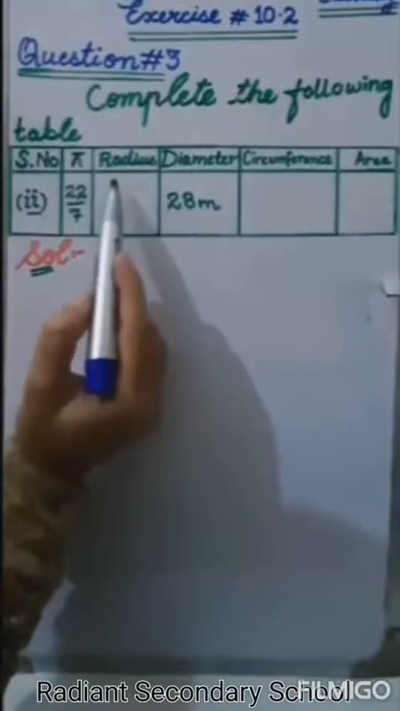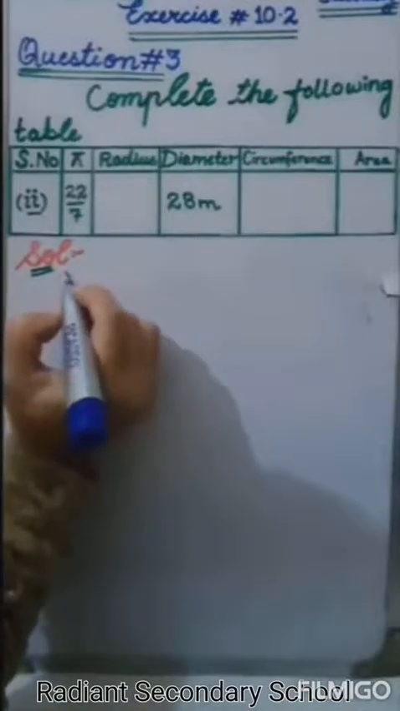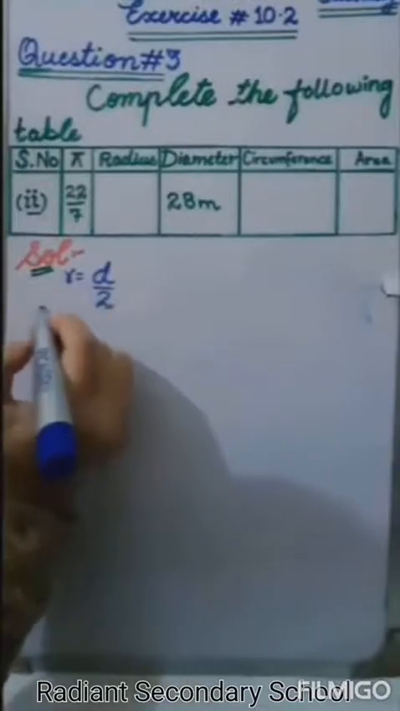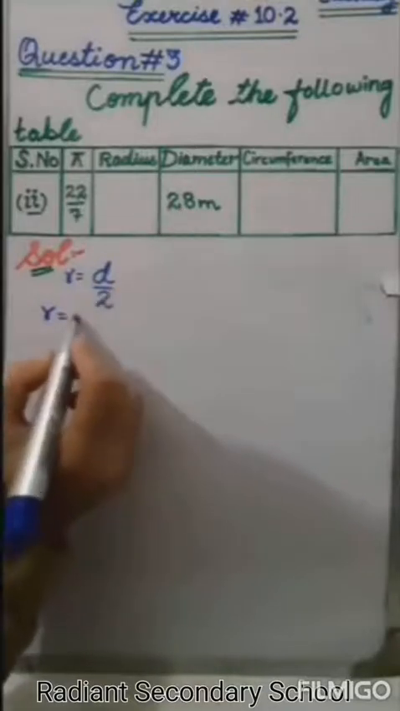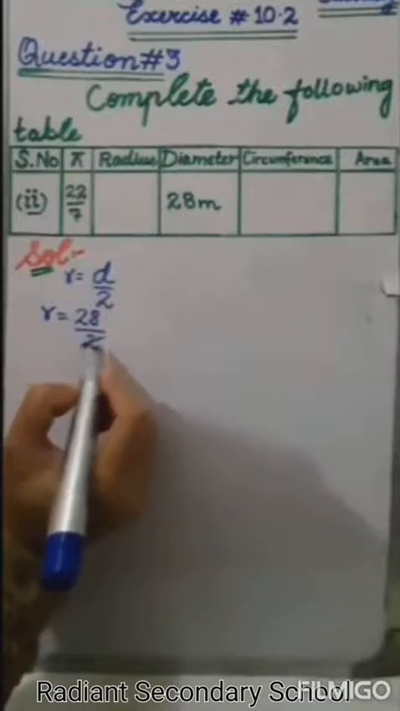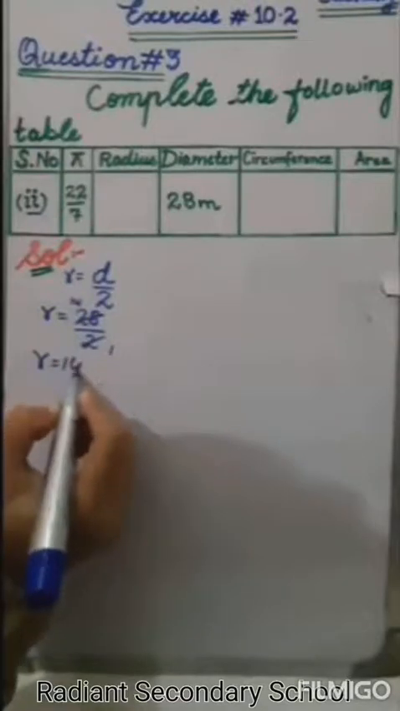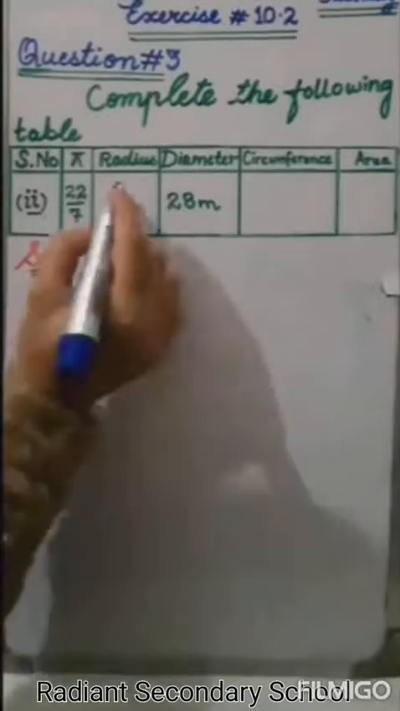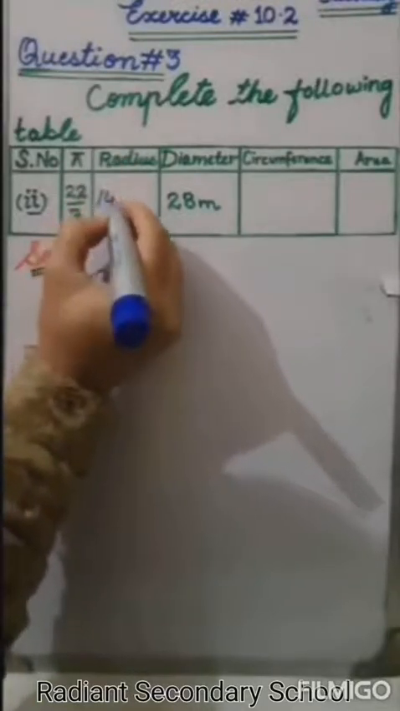So we have to find these missing things one by one. Okay, now I am starting from radius. We know that the formula of radius is r is equal to d by 2. D means diameter. So put the values here. Diameter is given in the question, 28. 28 by 2. Now cut this. 2 ones are 2. 2 14s are 28. R is equal to 14 meter. That is the required radius. Write this radius over there, 14 meter.